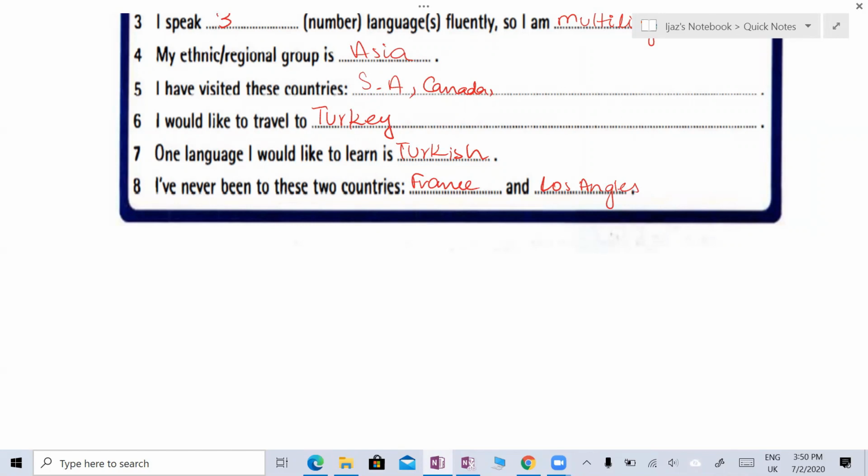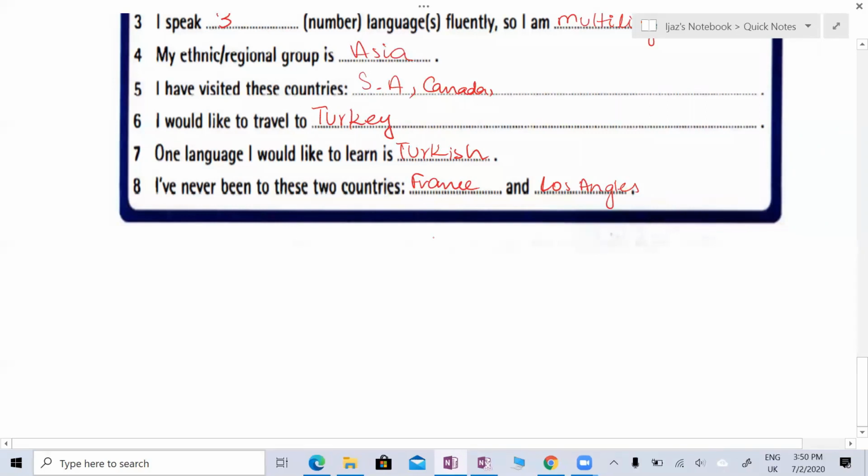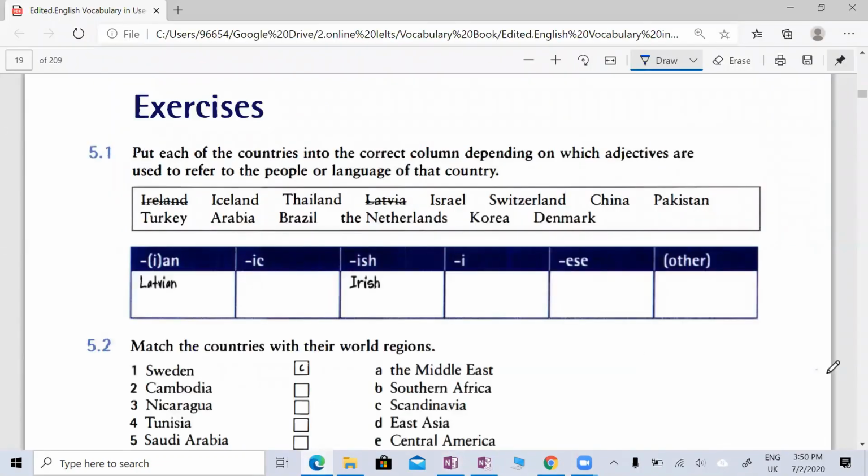Okay, so with this, we come to the end of this lesson. It wasn't a very detailed lesson, but I thought we will just do it, so that at least you will have some idea about different nationalities, different cultures, different languages, different regions, and you will get some vocab from this. So I hope it was helpful.